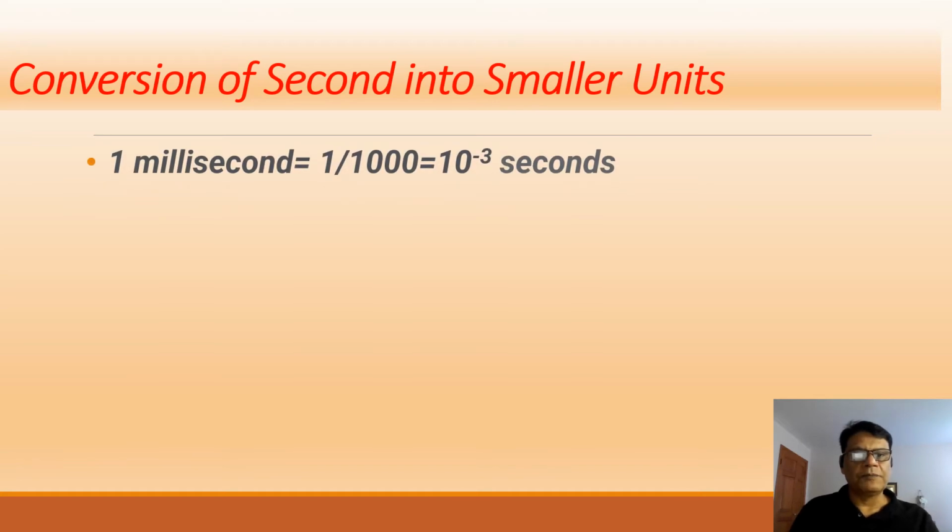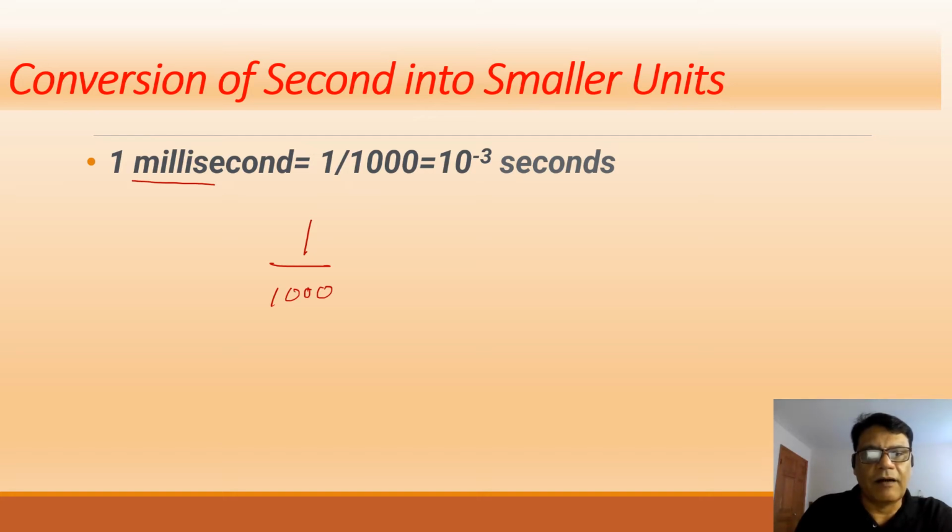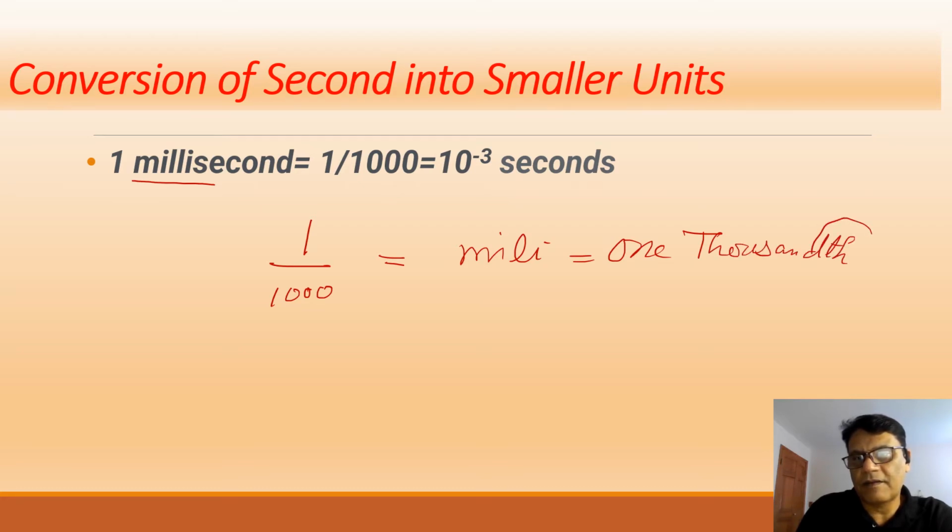So let's move to the units of time. Time is measured in seconds, milliseconds, and microseconds. Milli means one thousandth. So a thousandth of a second is called a millisecond.